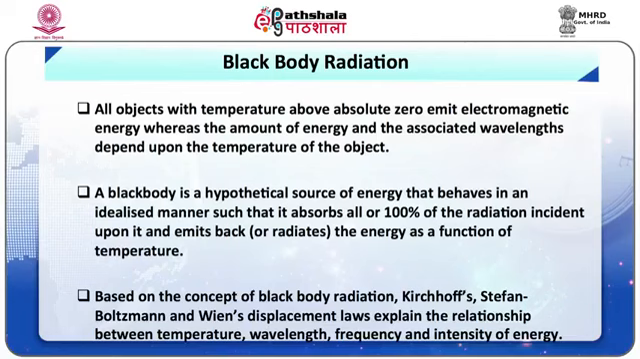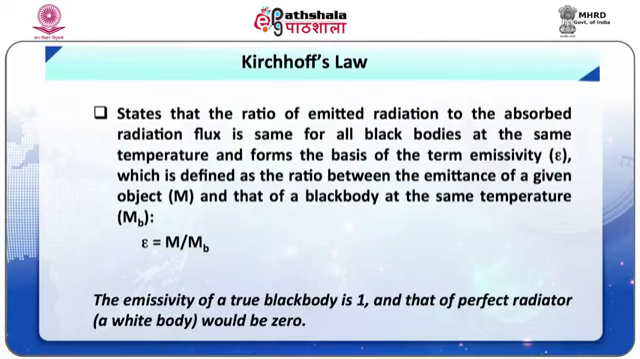Now let us look at Kirchhoff's law. Kirchhoff's law states that the ratio of emitted radiation to the absorbed radiation flux is the same for all black bodies at the same temperature and forms the basis of the term emissivity, which is represented by the Greek symbol epsilon, defined as the ratio between the emittance of a given object, symbolized as capital M, and that of a black body at the same temperature, symbolized as capital M suffix B. The equation is written as emissivity, or epsilon, equals capital M upon capital M suffix B.